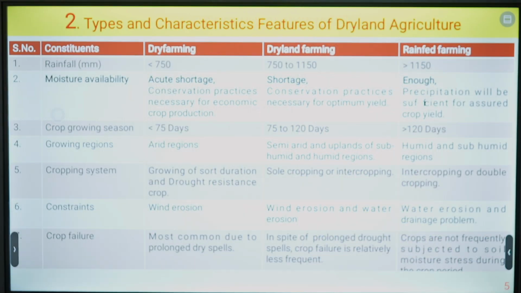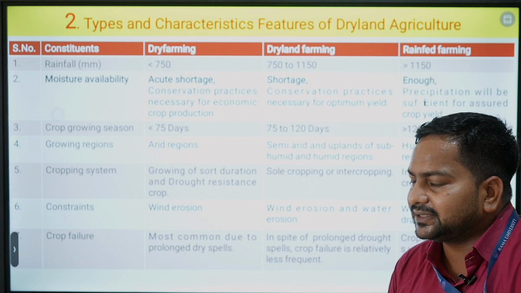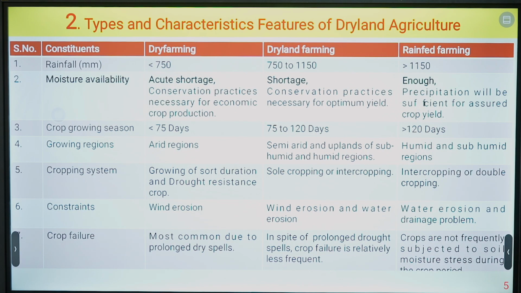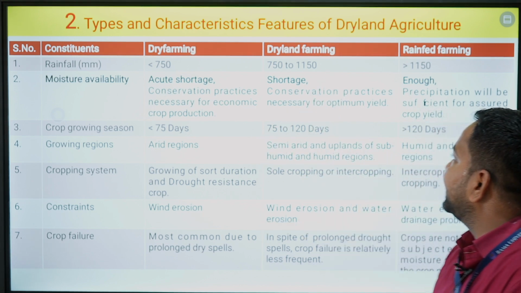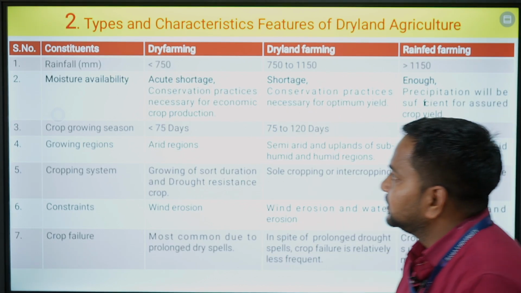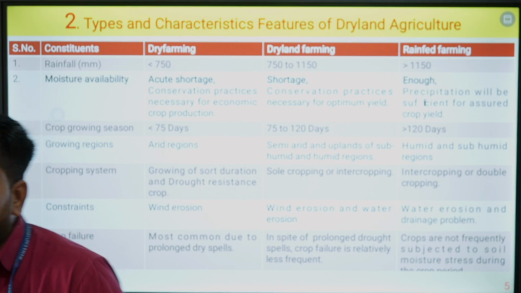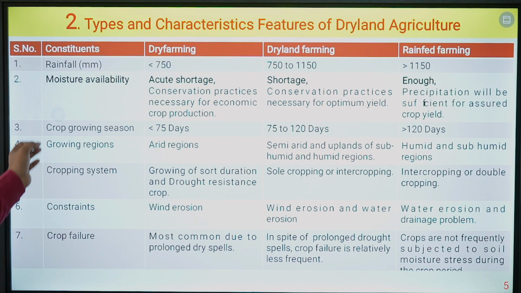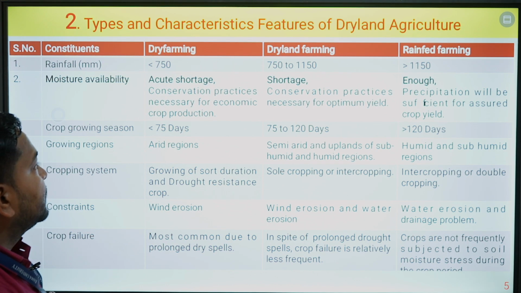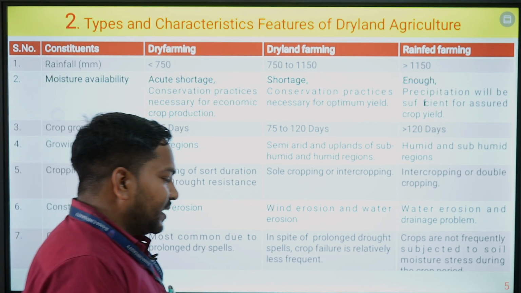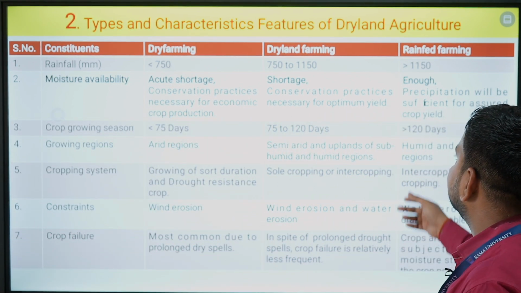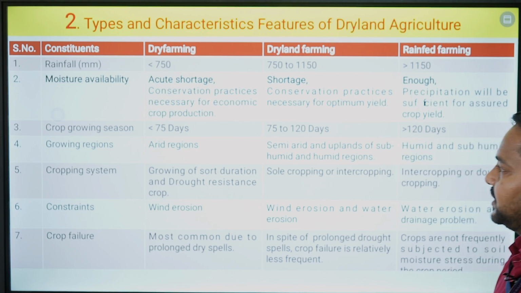Types and characteristic features of dryland agriculture. Mainly, dryland agriculture is divided into three different groups: first, dry farming; second, dryland farming; and third, rainfed farming. What constitutes all three categories? As per rainfall, dry farming receives less than 750 mm, dryland farming receives 750 to 1150 mm, while rainfed farming receives more than 1150 mm.